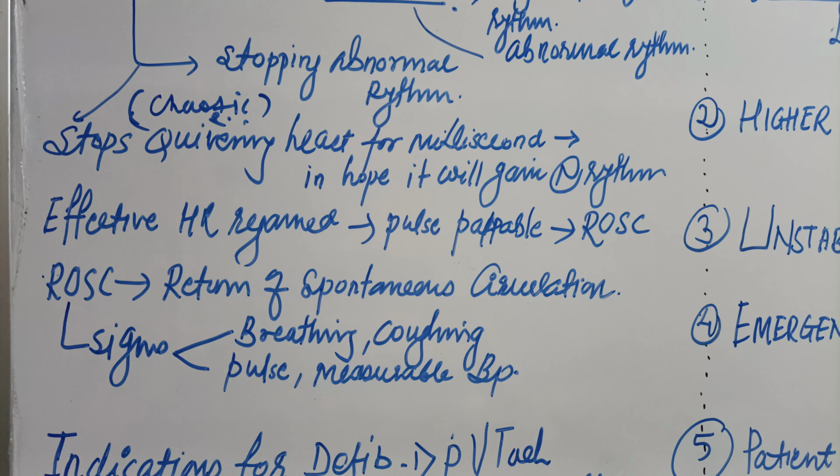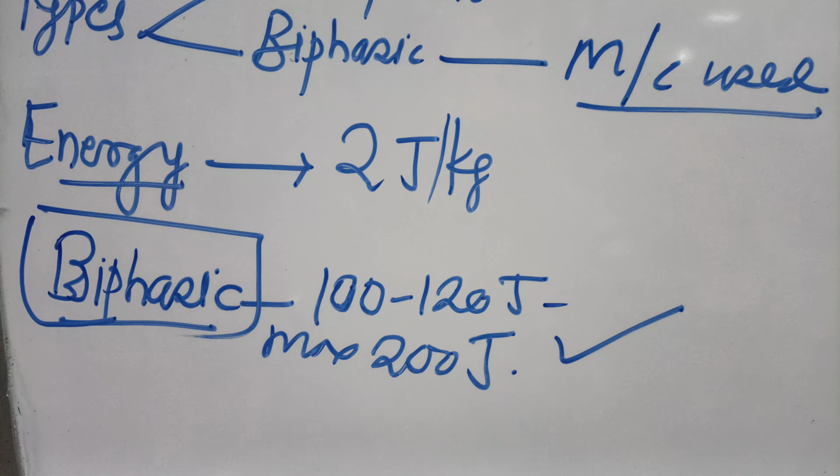So what are the indications for defibrillation? The indications for defibrillation are pulseless VTAC and ventricular fibrillation. Commonly used defibrillators are monophasic and biphasic, but nowadays the biphasic defibrillator is most commonly used. The energy mostly used is 2 joule per kg. In the case of biphasic, initially 100 to 120 joule, and the maximum we can use is 200 joule.